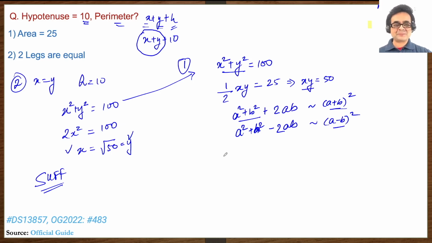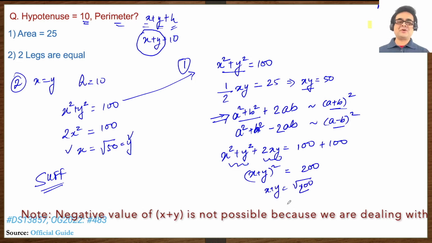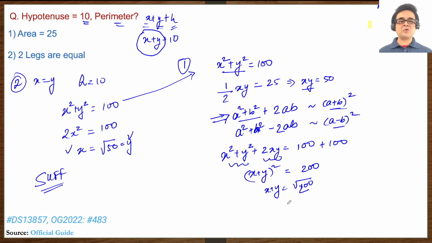Let's see how that looks. So x square plus y square plus 2 times xy equals 100 plus this value, which will also be 100, equal to x plus y whole square. I can rewrite this side of the quantity as x plus y whole square, just like this identity here, which equals 200. So x plus y equals root of 200. Very straightforward so far once you understand how to get unstuck at that level. Since you know the value of x plus y, you already know the hypotenuse, you can calculate the perimeter. You don't have to go into any more details. You know that this is going to be sufficient.